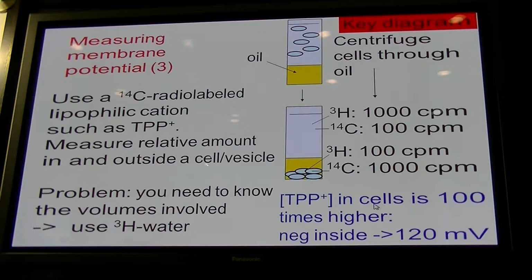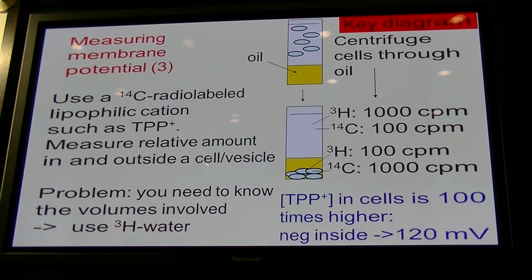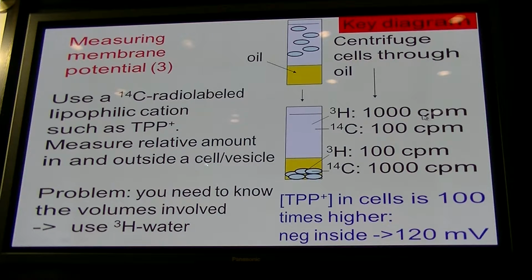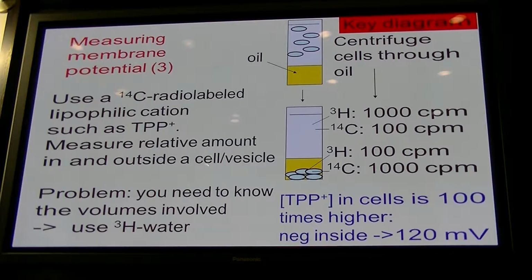And you can use the Nernst equation or the idea of standard packages. This is, I call this a key diagram because it is a guaranteed exam question. Guaranteed. You know I can always change the numbers for tritium and carbon counts here, above and below. So we can come up with any membrane potential.